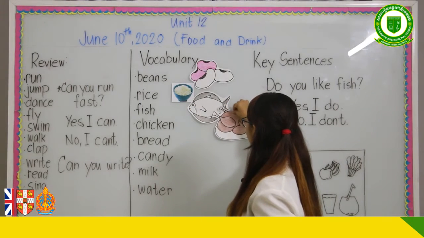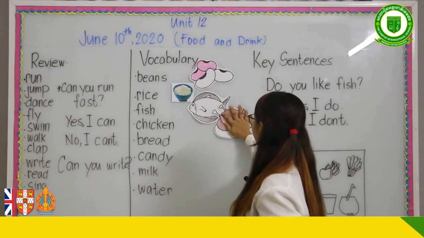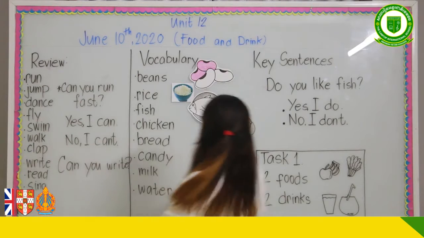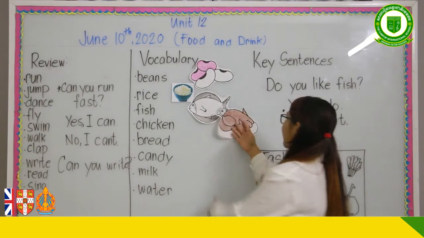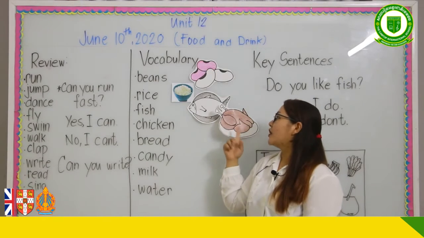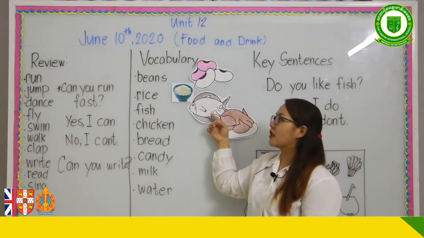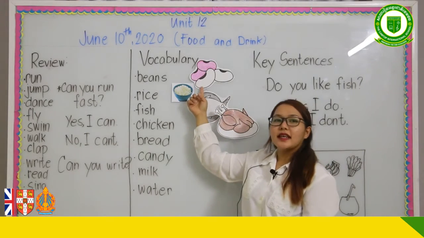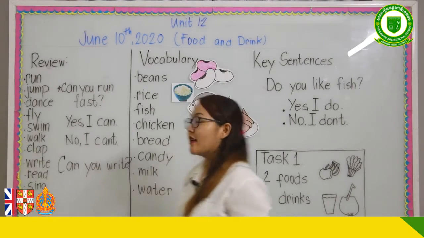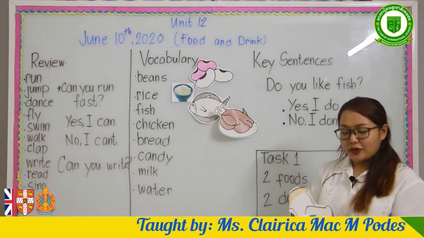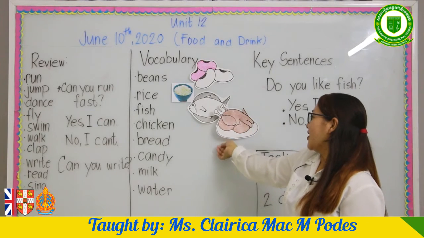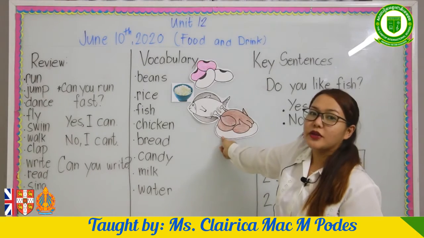Okay, let's put it here. No, I'm sorry, it's too big. Okay, chicken. Oh, I'm hungry. Right, we have your chicken. Again, what's this? Chicken. Fish. Rice. And beans. Okay. So what do you like so far? What are the foods that you like so far? Maybe you like chicken, right? Chicken is very common, especially for you kids.